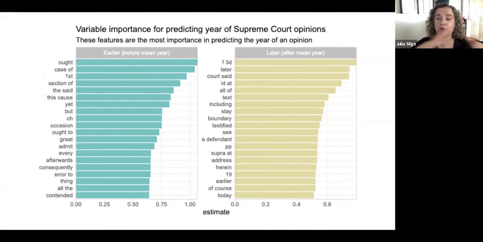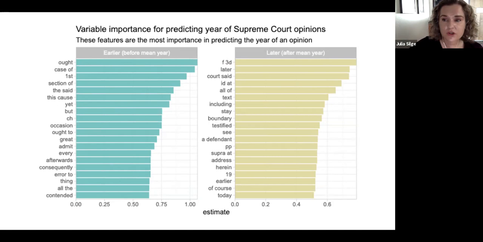And so what words make something more likely to be a recent opinion, and what words make it more likely to be an old opinion, an opinion from a long time ago? And so we see these differences across this.